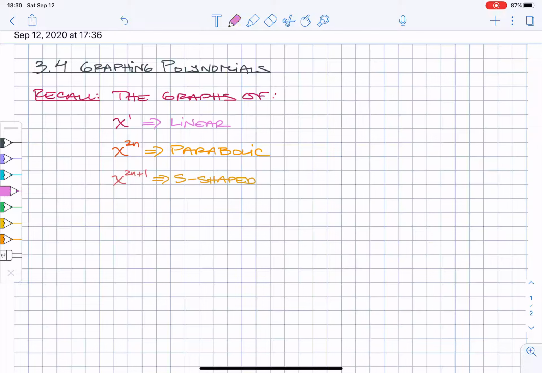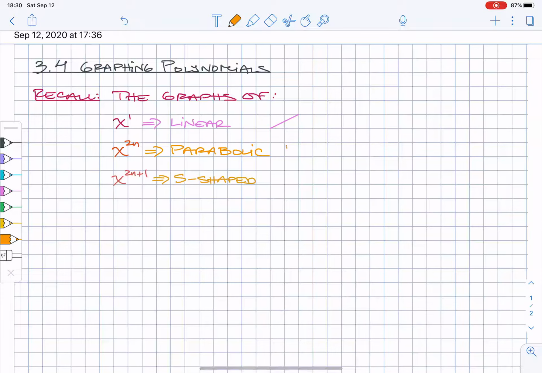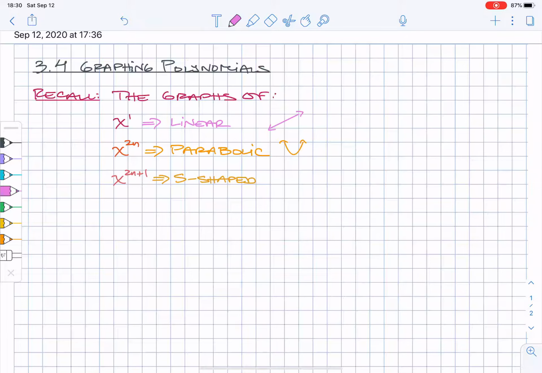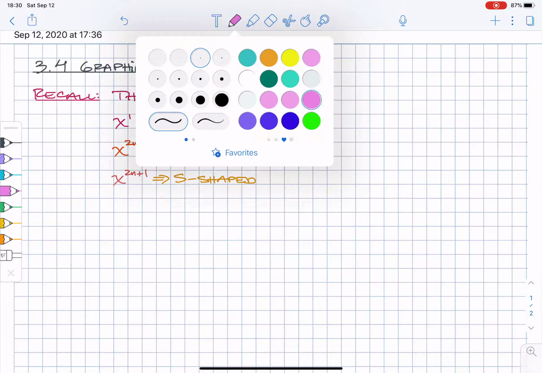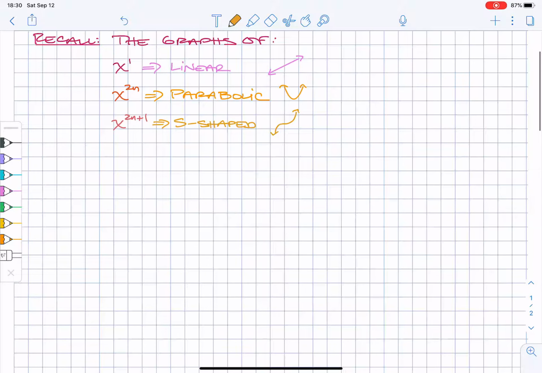So let me reiterate: a line, a parabola, or an S-shaped graph. Okay, so these are the standard graphs for polynomial functions. Remember, polynomials have integer, meaning whole number, exponents. So, definition.